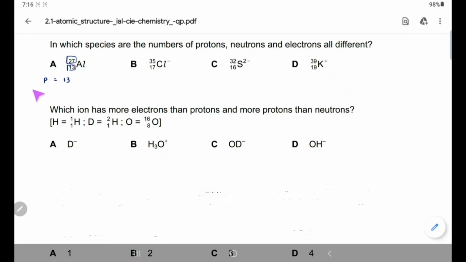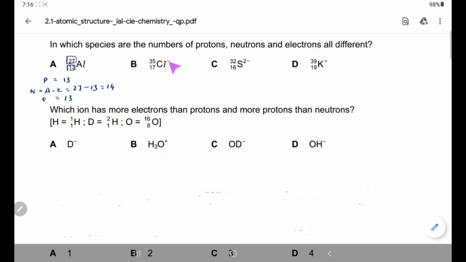Now towards neutrons. Neutrons equal A minus Z, meaning the mass number minus Z, the atomic number. So the mass number 27 minus 13, we will get 14. So this is the number of neutrons. Now for electrons, aluminium has no charge over here, so when such a neutral atom is there, the number of protons and the number of electrons are the same. So this is why over here 13 are electrons.